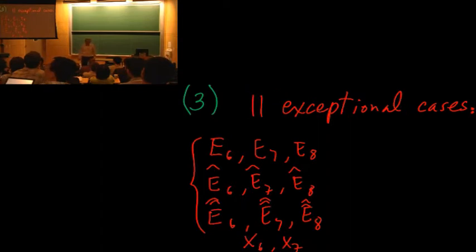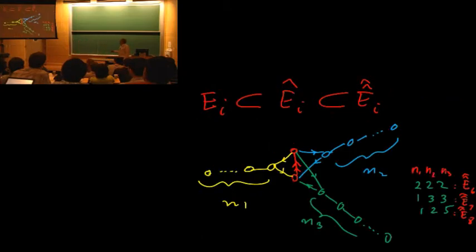But let me move on to the exceptional cases. There are 11 exceptional cases. And these 11 exceptional cases correspond to the E-series type of quivers, E6, E7, E8, affine E6, E7, E8, and elliptic E6, E7, E8. These are 9 of them. And then there are 2 leftover cases, X6 and X7, that we'll mention what they mean. So the E quivers we already know, these are just the regular E Dynkin diagrams. The affine E also are the affine Dynkin diagrams. And then these elliptic E's can be viewed in this way.